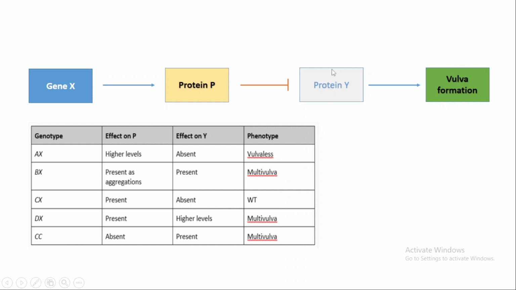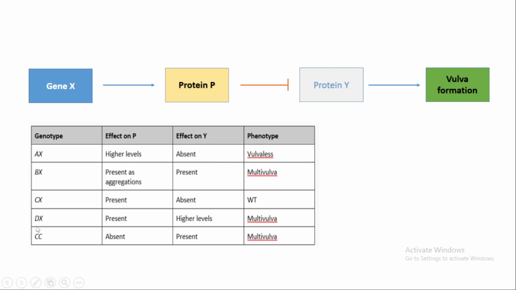It is producing in higher amount and in a negative effect for gene X, not for the vulva formation. So with respect to gene X, protein Y is a negative impact, right? We have to find out what are the properties of these alleles with respect to gene X. If it has a higher level effect on P, therefore A is hypermorphic. B is present as aggregations, which is a different new phenotype, so B is neomorphic. D has higher effect on Y, thereby opposing the gene X to protein P gradient. So we have D as antimorphic.